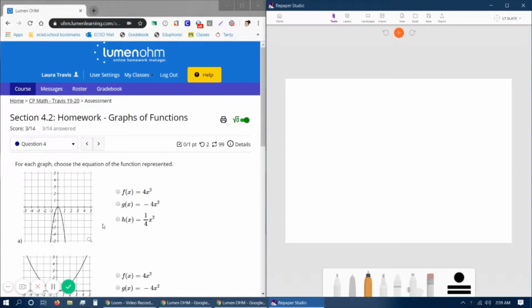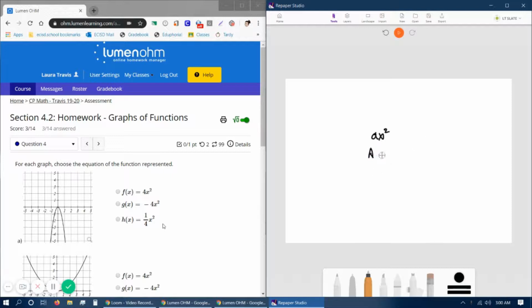Question 4 wants me to match each graph with the correct function. Since these functions are quadratic functions, I can't use slope-intercept to identify the correct graph. I'll need to use the transformation rules of quadratic functions to choose the correct graph. All these functions are in the form of ax squared, so that is the type of transformation I will focus on.